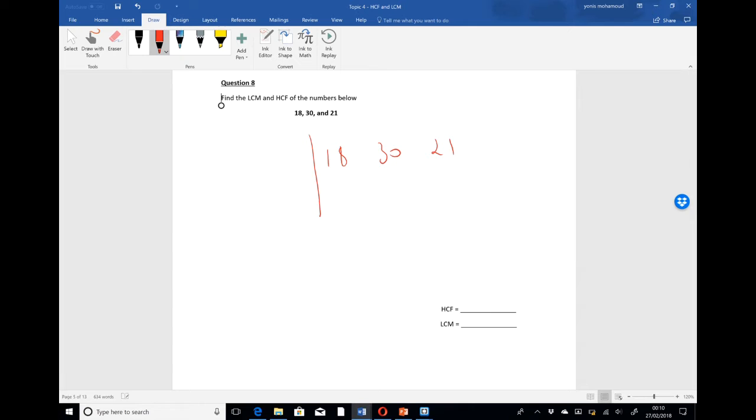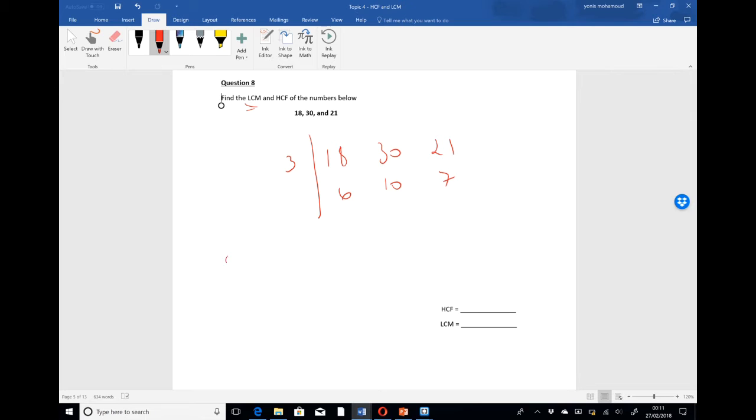So let's work out the lowest common multiple first. We're going to have a look at 18, 30, and 21 and think which number goes into those three numbers. The number that I can think of is 3. Then you're going to do 18 divided by 3, which is 6. 30 divided by 3, which is 10. 21 divided by 3, which is 7. So can you think of a number that goes into 6, 10, and 7?